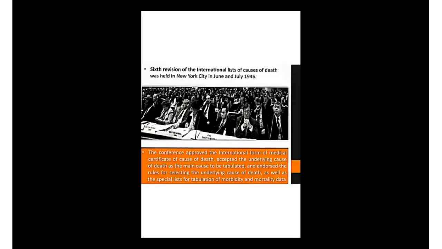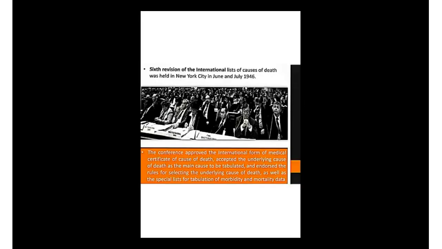So earlier three lists have been made. First one is by Farr, then the second one is by this person Bertillon, and the third was a revision of the Bertillon list. Okay, so subsequently, what happens? He asked for the fourth and fifth list, the international list of causes of death. The sixth revision of the international list of causes of death was held in New York, June 1946.